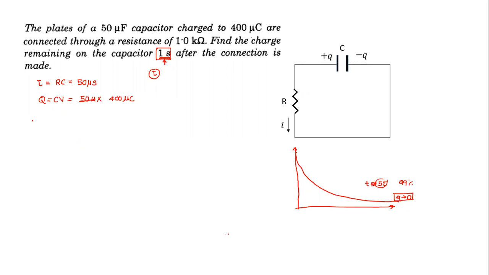So what will the final charge be? It will be less than 1%. The final charge, yes, after several time constants. So if one option is given as 2 microcoulomb, can this be a possible option? It cannot be, because after several time constants, it would be much less than 1%. So definitely it has to be much lesser than that.